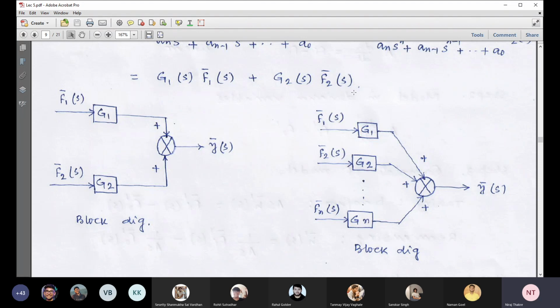In a similar fashion, if we have n number of inputs, then we get the block diagram which is shown on the right-hand side. Here we have considered two inputs, F1 and F2. Now suppose we have n number of inputs, although our output is only one, Y. The inputs are F1, F2 to Fn. Then we have this type of block diagram. Clear?